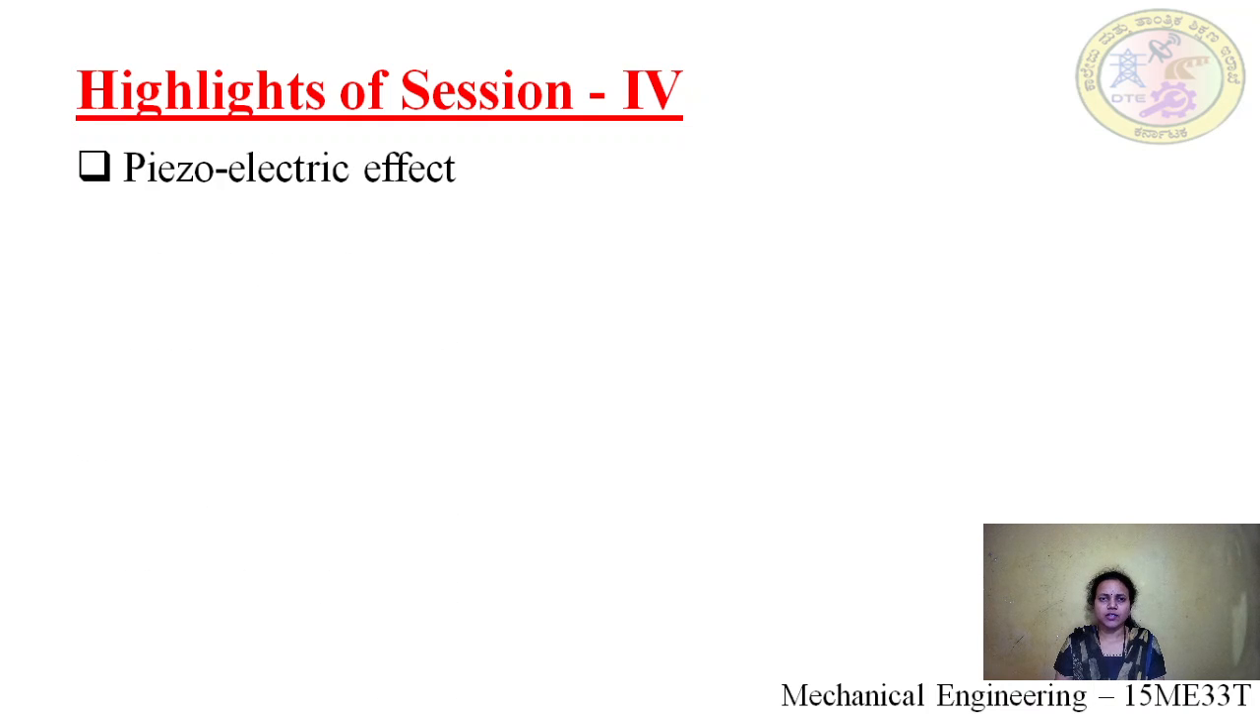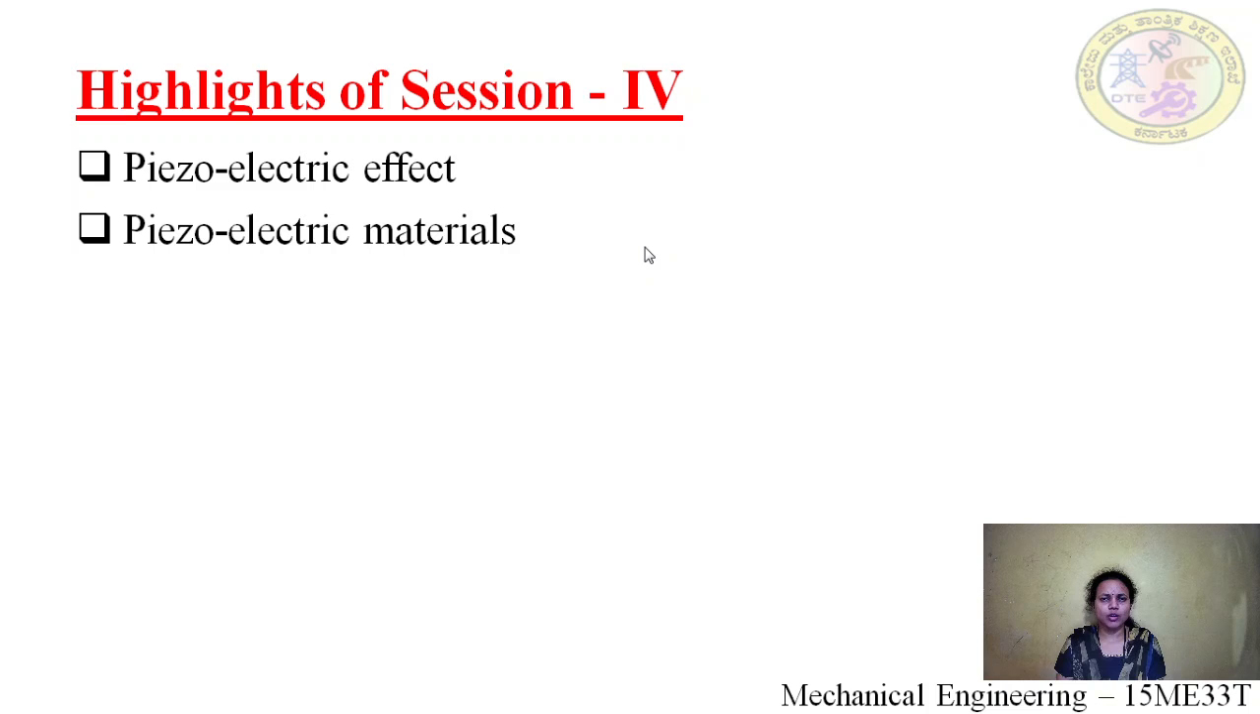The first thing we saw in session 4 is the piezoelectric effect. I already said there are certain materials where, whenever force is applied on them, it is converted into voltage. Conversely, if we apply voltage to the same material, there is a change in the dimensions of those materials. Such an effect we call the piezoelectric effect.